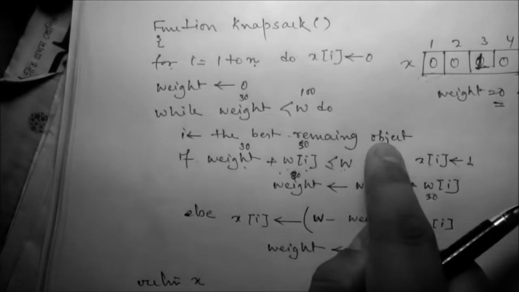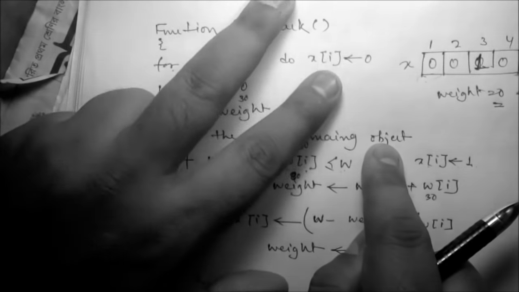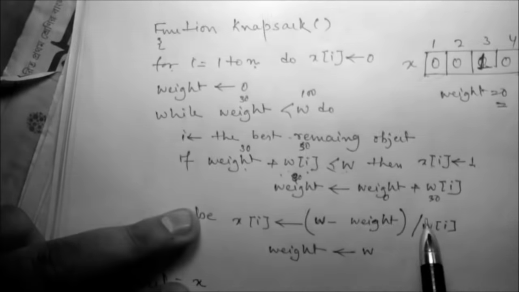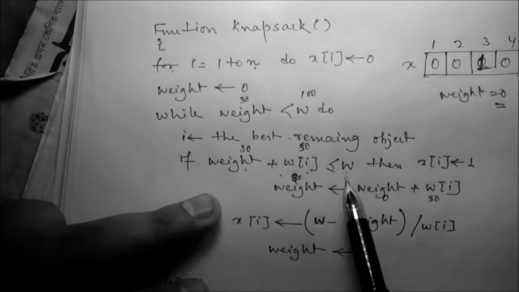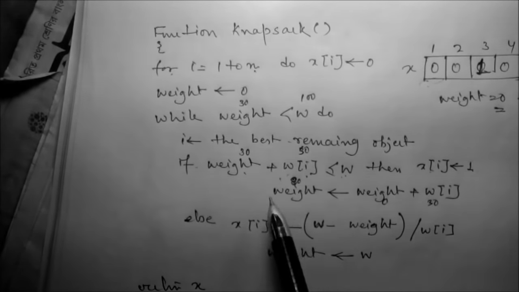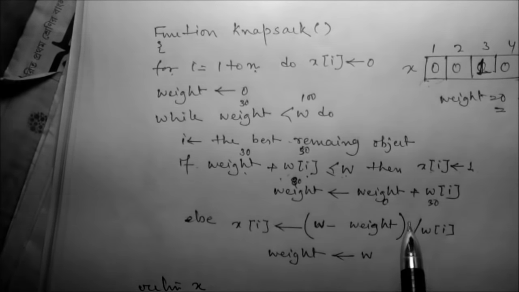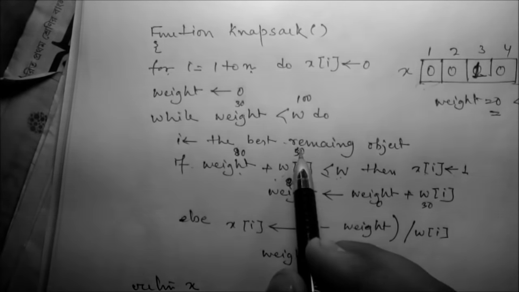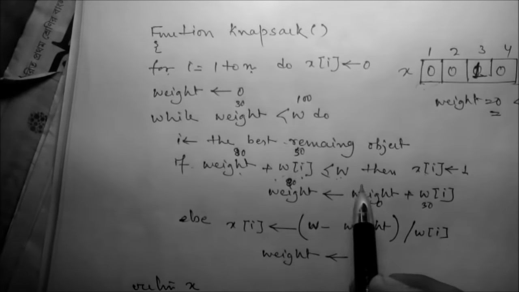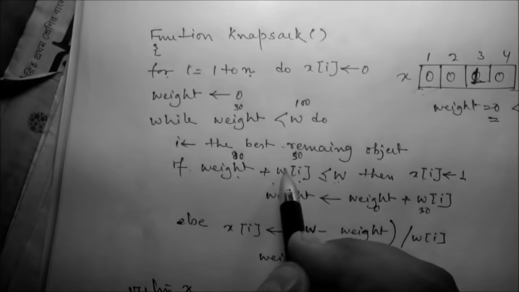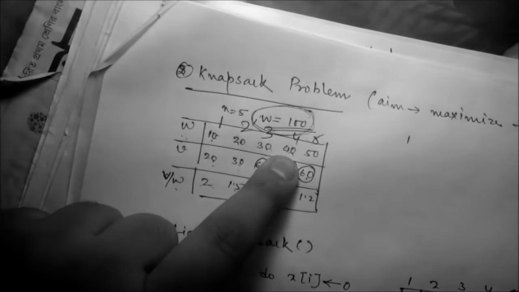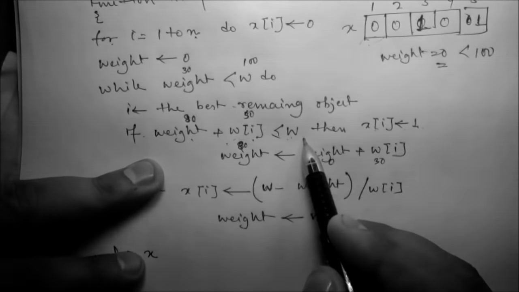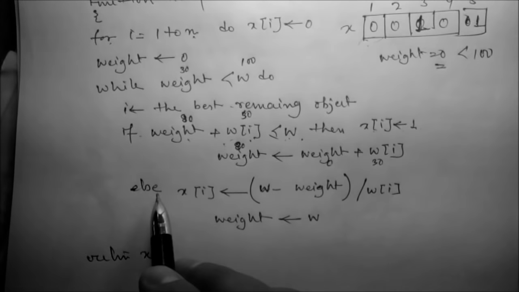Yes, select the best remaining. After that, the best remaining is this one, 40, the next maximum value. Now the present updated weight is 80, plus weight 40. Is it less than 100? No, it is not true. If you select this one, its weight is 40, so 40 plus 80 is 120. This condition is false, which means we have to execute the else part.